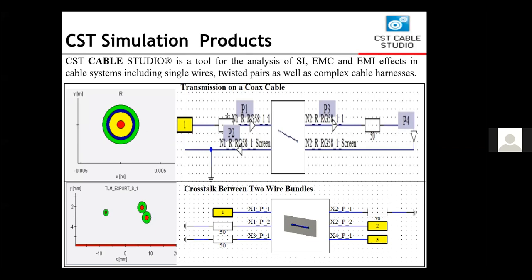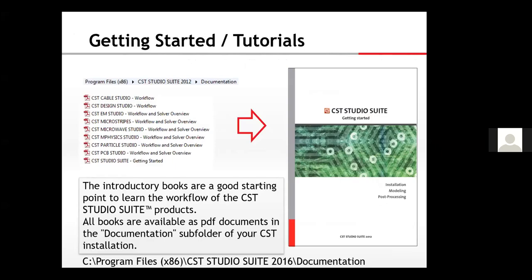This is a very, very useful tool for EMI EMC effects of the cable, including single wire, twisted pair as well as complex cable harness. Here you can clearly see this structure. This built-in mechanism is there, and all these things are provided.